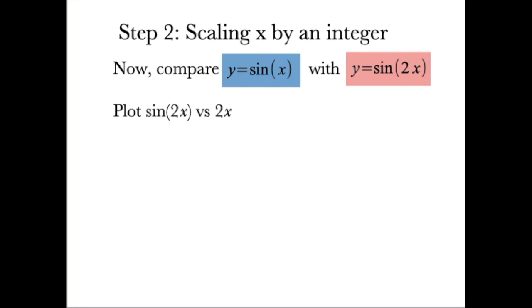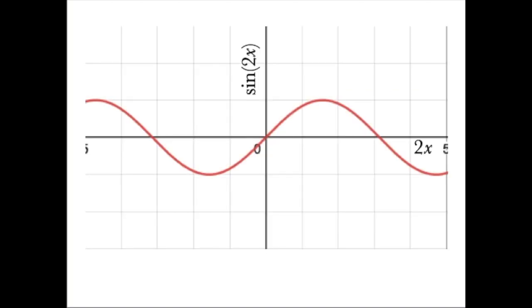Having looked at what happens to the derivative when you scale the output of a function, we're now going to look at what happens when you scale the input of the function by an integer. So to do this, I'm going to compare y equals sine x with y equals sine of 2x. The first thing I'm going to do is plot the function versus its input. In other words, sine of 2x versus 2x. And when I do this, we find the graph once again looks exactly like y equals sine x. I've scaled both the x and the y axes, so we have a graph of y equals sine x again.